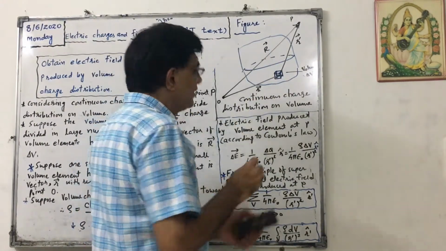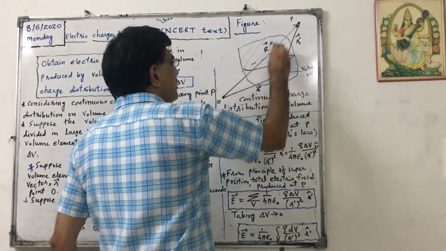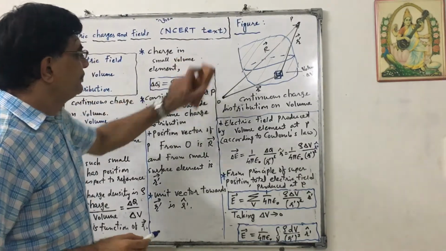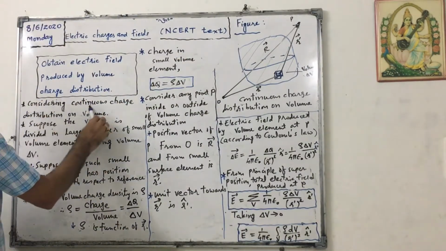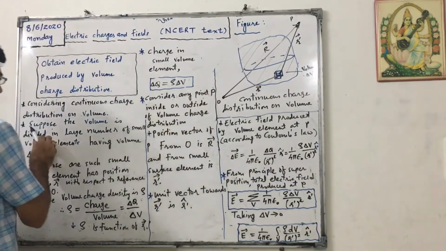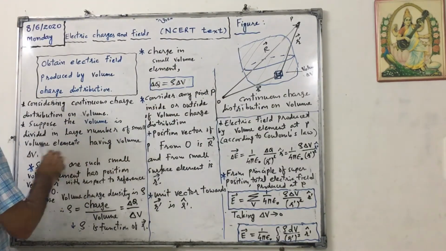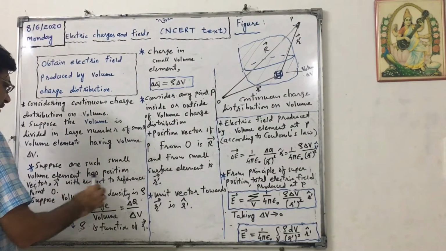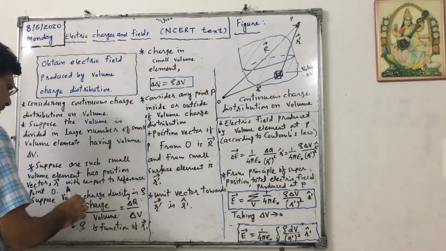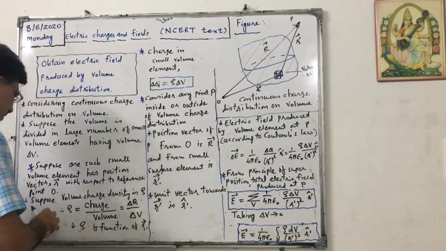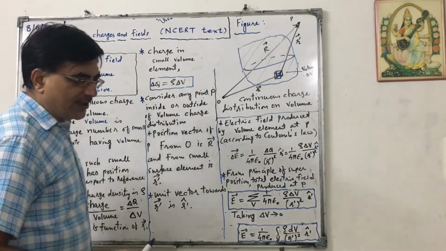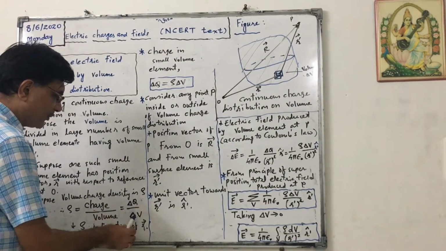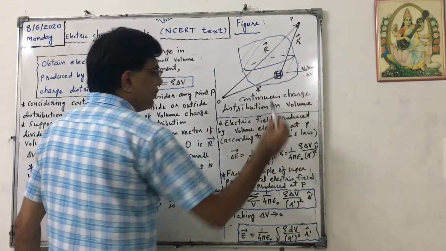You can keep shading like this to express that this is a three-dimensional figure having some width. So considering continuous charge distribution on a volume, suppose the volume is divided into a large number of small volume elements like this, having volume delta V. Suppose one such small volume element has position vector small r with respect to reference point O. We know that volume charge density means charge upon volume, rho equals delta Q upon delta V, where delta Q is the charge inside this volume element.